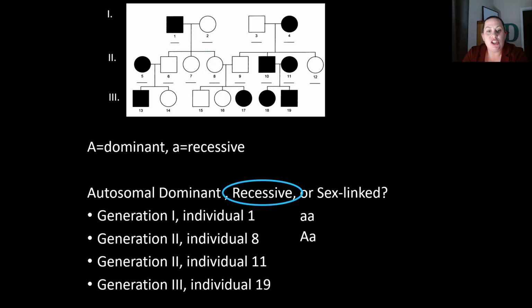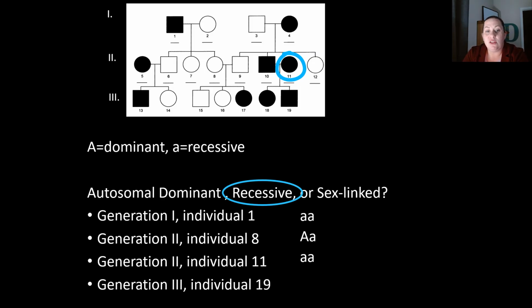Look at generation 2, individual 11. This person is colored in. We don't know any of their history besides their children. But because their husband also is colored in, all their kids are colored in. This means the only thing that she could pass on and what he could pass on to their children was little a, little a.